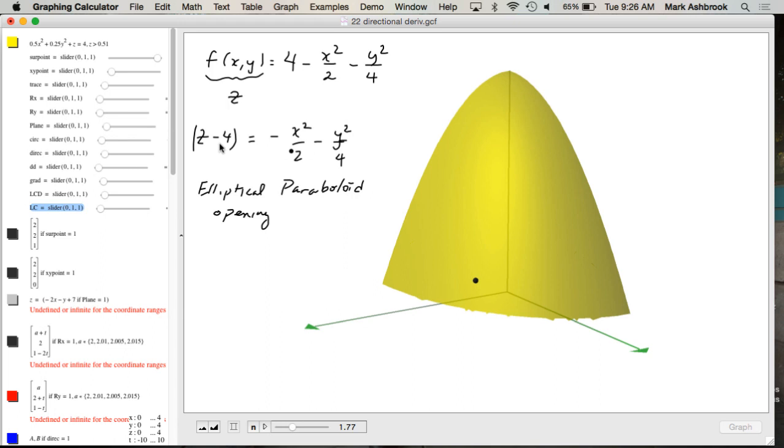In the negative what? Negative, opening on the negative z-axis. Opening downward, okay? And how do you know that? Because you've got z equals not x squared plus y squared, but minus x squared minus y squared. So this is just a variation on a basic paraboloid, z equals x squared plus y squared. It opens down and it's shifted up 4, and it's elliptical.